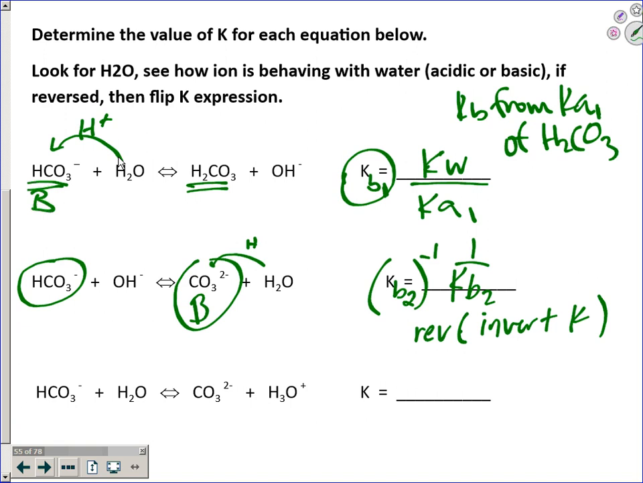But this is still carbonic acid in a way, right? So how am I actually going to find Kb2? From Ka2, right? So I have to use Ka2, so that's 1 over Kw divided by Ka2, which looks messy. I don't like this. So how could I modify that? Ka2 over Kw, right? It's like 1 over 1, and you do copy, dot, flop, and flip things around. It's just Ka2 over Kw.